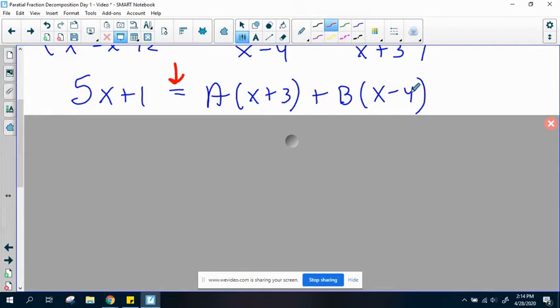Okay, now there are two different methods to go from here. I'm going to show you method 1 and then method 2. You pick which one you like. It doesn't matter.